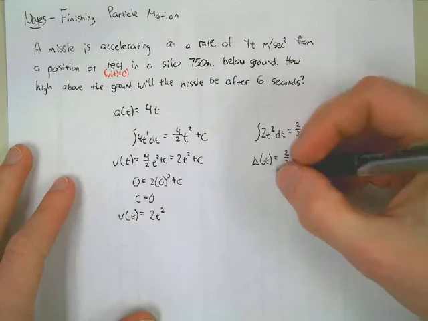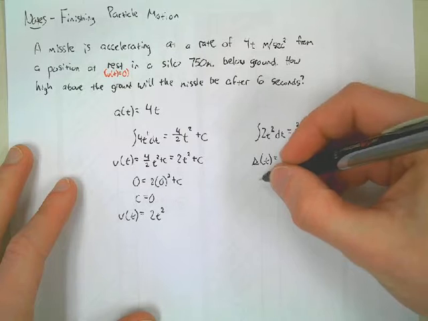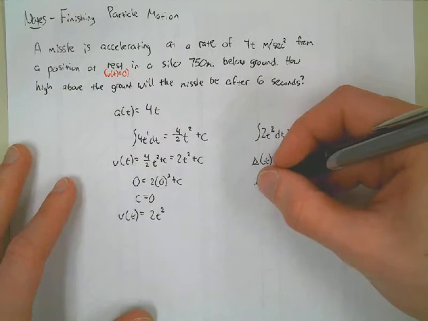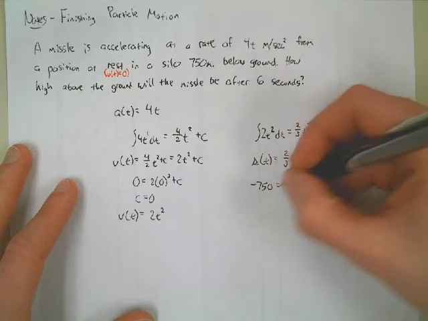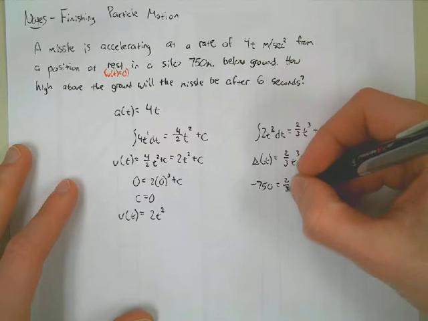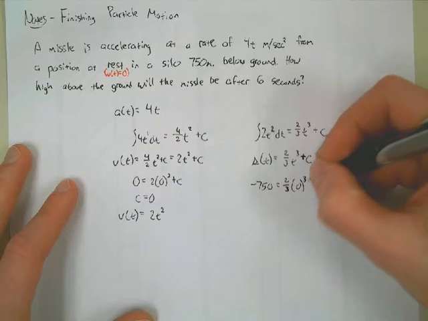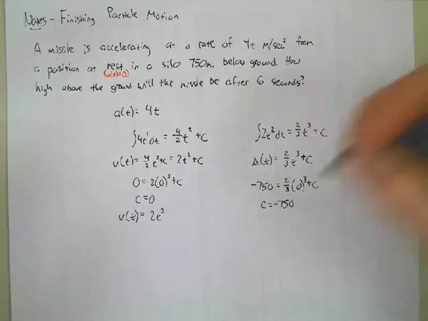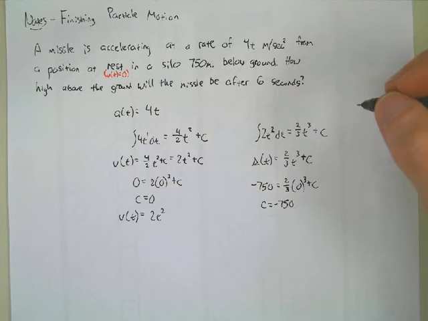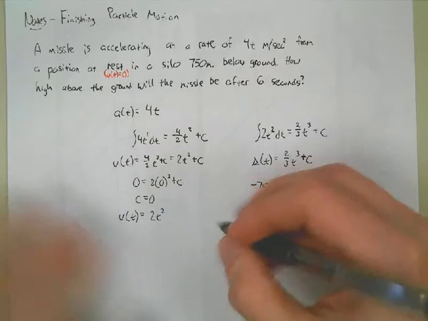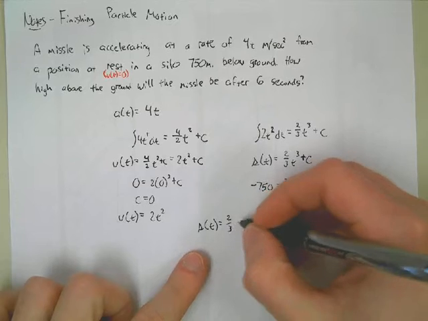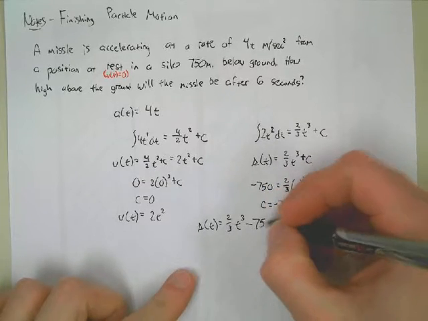So what number replaces s of t? Negative 750, because we're underground there. And then 2/3 times 0 cubed plus c. So c is just going to be negative 750. All right, great. So our position function is 2/3 t cubed minus 750. And there's our answer.